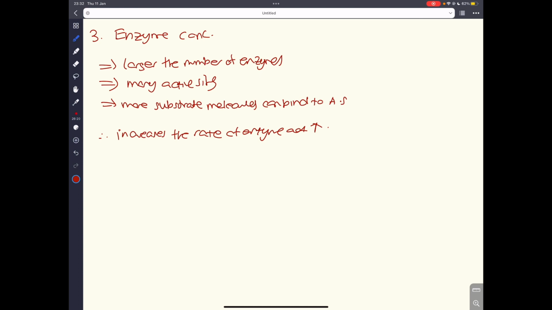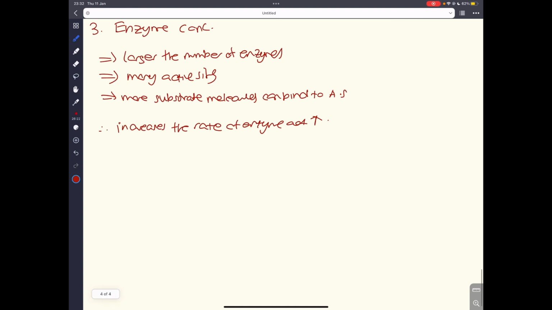Right, now this is very self-explanatory. If there are many enzymes, then there are many active sites that are waiting to be bound by the substrate molecule. So more substrate molecules can bind to active sites.